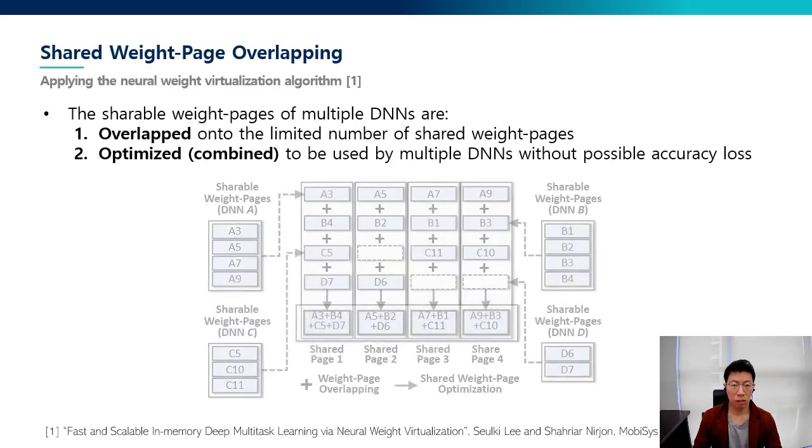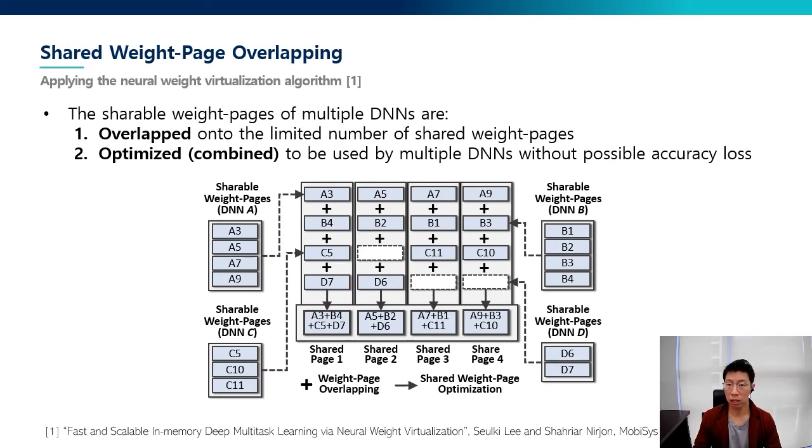The shareable weight pages of multiple DNNs are packed together into the limited size of main memory of the system via overlapping. We use the neural weight virtualization method when overlapping the shareable weight pages. This figure illustrates two steps of overlapping the weight pages onto the limited number of shared weight pages on the main memory. The first step is weight page overlapping, and the second step is shared weight page optimization. As we can see, multiple shareable weight pages are combined into a fewer number of shared weight pages indicated as red boxes. So for more detail on the procedure of weight page overlapping, please refer to the neural weight virtualization paper.